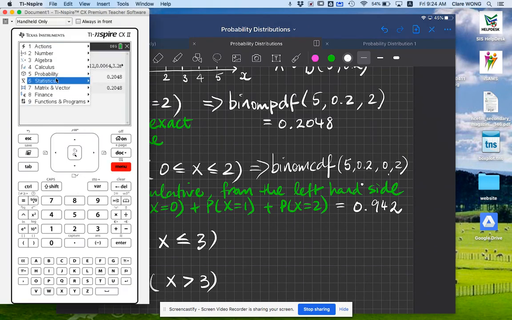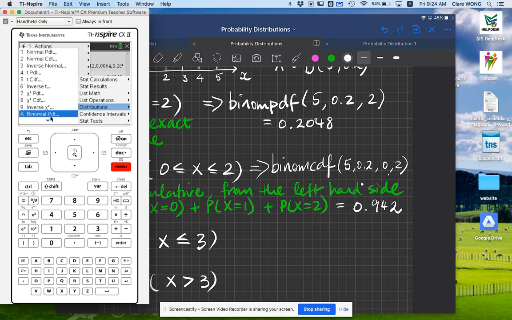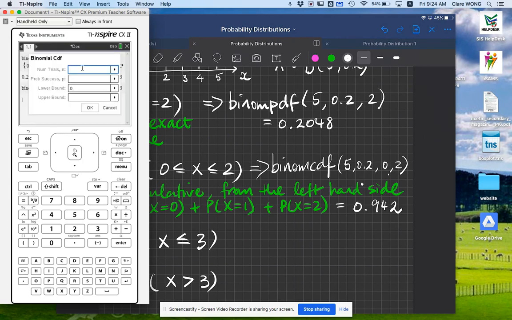This time, instead of selecting PDF, you need to go one more step down, and you need to get binomial CDF. It's 0.942.